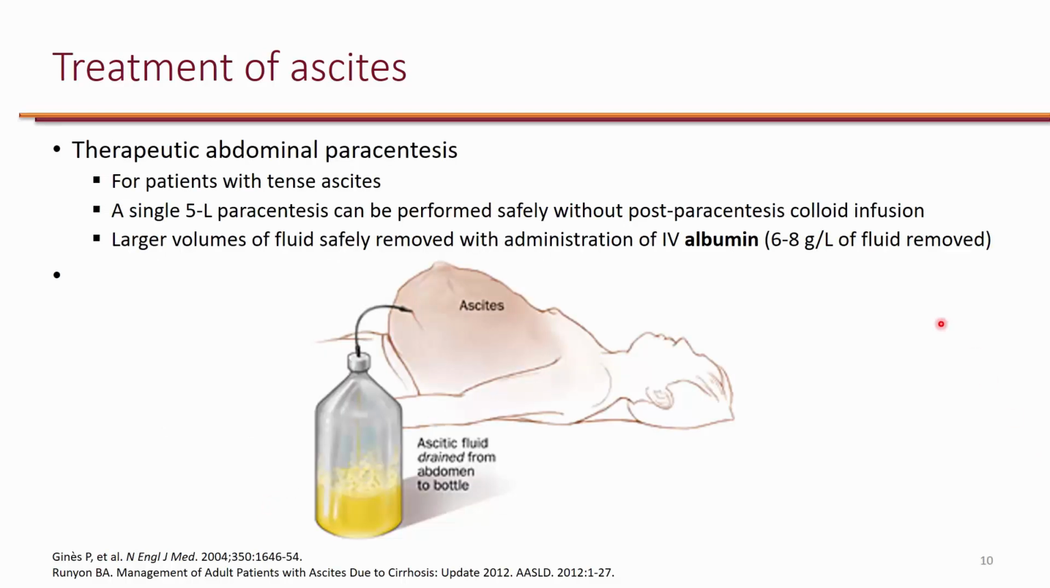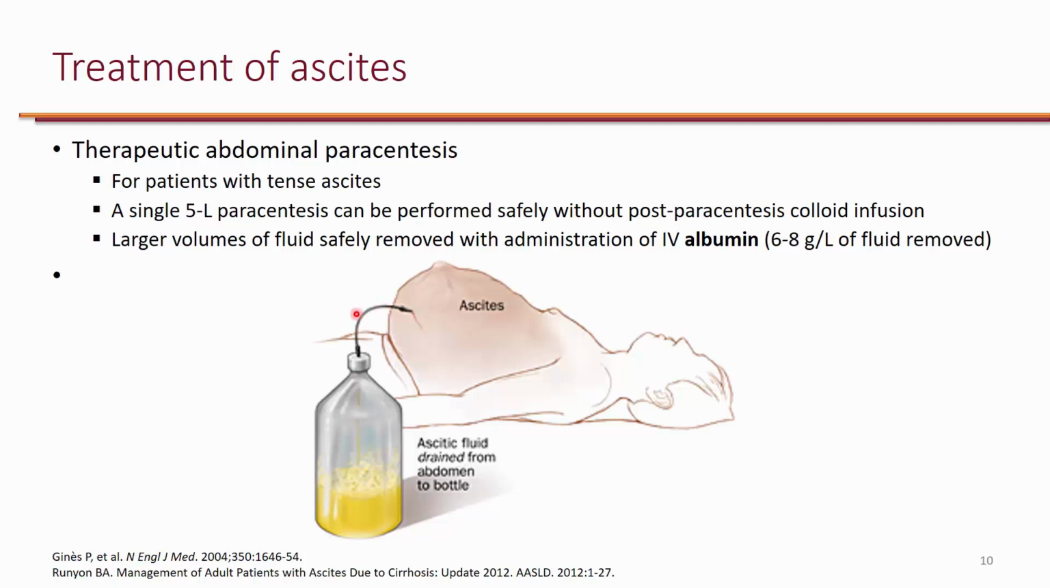So another option that we have for treatment of ascites is therapeutic abdominal paracentesis. With dual diuretics, there's only so much fluid you can get rid of. There's a certain limit at some point on how much fluid the kidneys can actually get rid of. So if someone has so much fluid that diuretics are not enough, then you can actually physically remove the fluid.